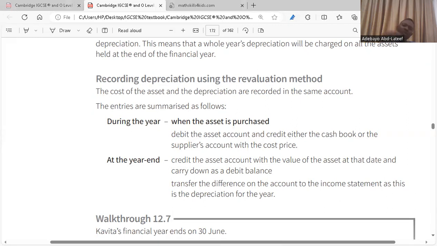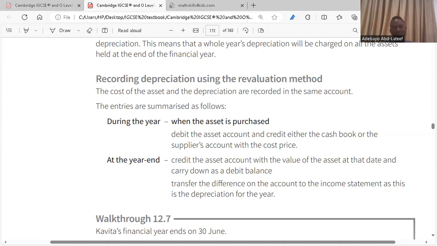Now, when you have to record the depreciation, when you purchase the asset during the year, you debit the asset account and you credit the cash book because the cash book is paying, or you credit the supplier's account with the cost price. Clear? At the end of the financial year, you credit the asset account with what?